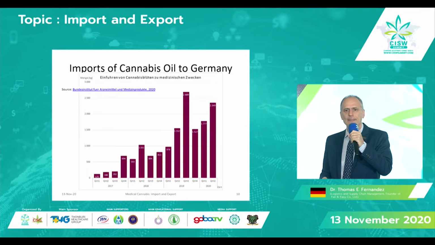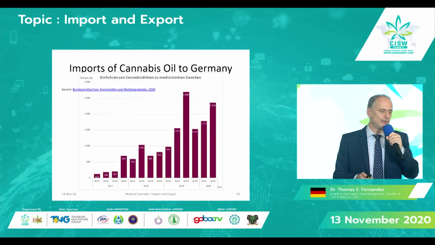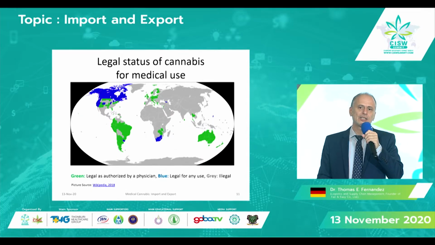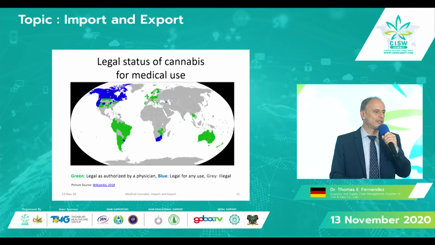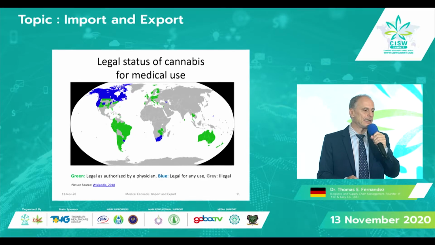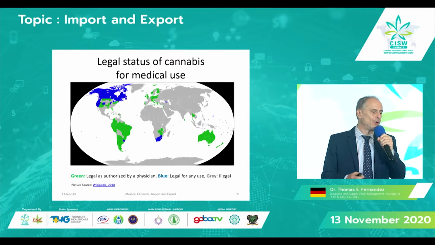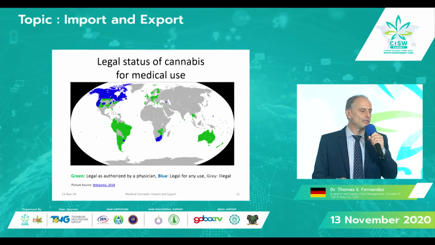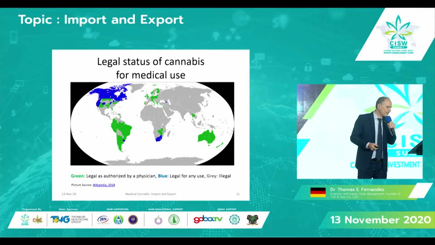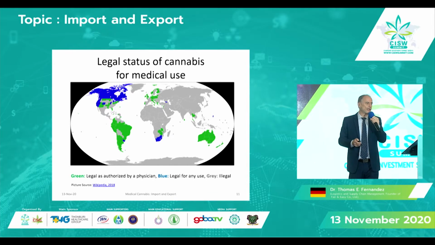Here's an example of what has happened in the meantime. This is the imports of cannabis oil to Germany, just an example, right? We see a huge increase. And the legal status has changed around the world. You see some countries here are green, then medical cannabis is legal if authorized by a physician, by a doctor. Blue is legal for any use, and gray is simply illegal. This is a snapshot from 2018. Things have changed. We come to change in a moment.